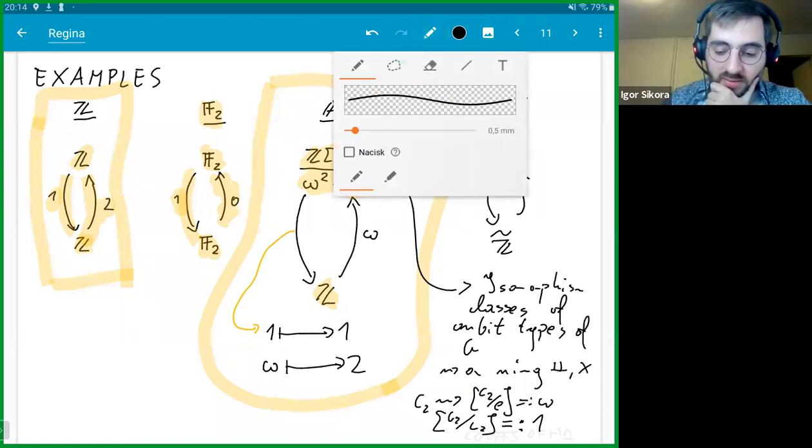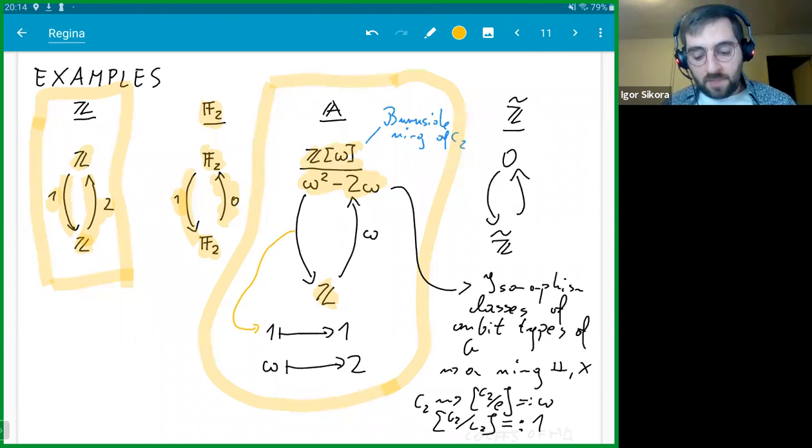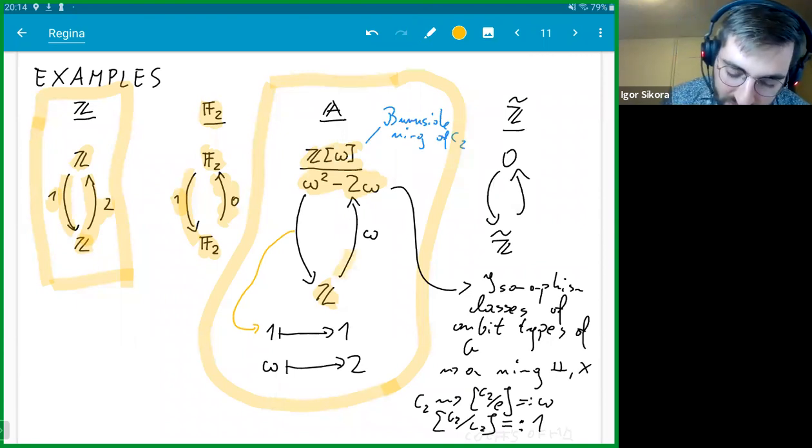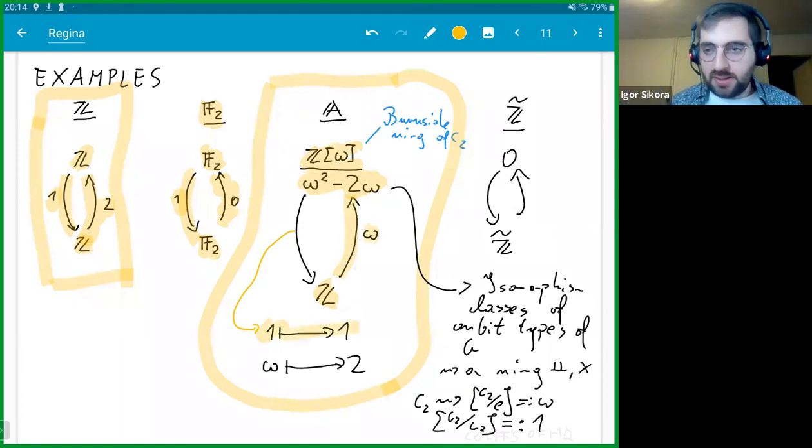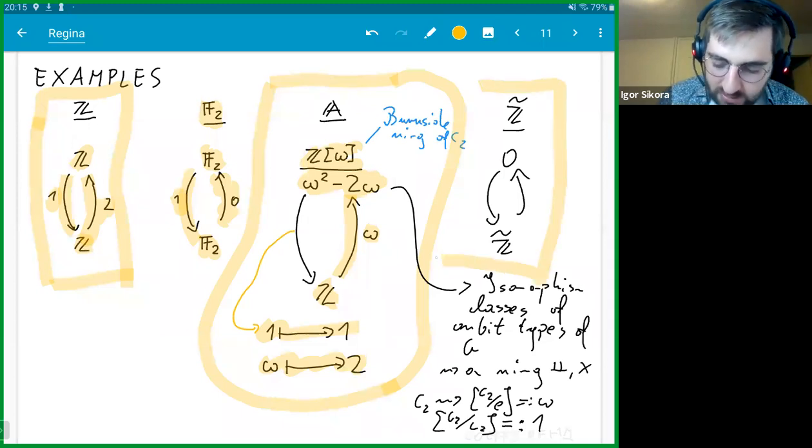Okay, so coming back to the Burnside Mackey functor, the transfer is given by multiplication by omega, and the restriction is given as follows. We send identity to identity, and we send omega to 2. We will discuss it later, but this is a very important Mackey functor because it happens to be the unit. A category of Mackey functors has a symmetric monoidal product, and the Burnside Mackey functor is the unit for the symmetric monoidal product.